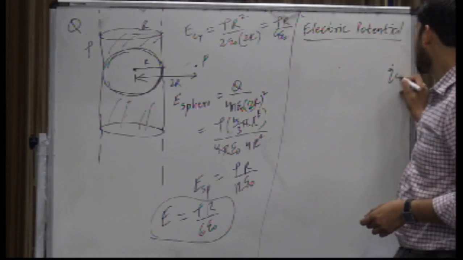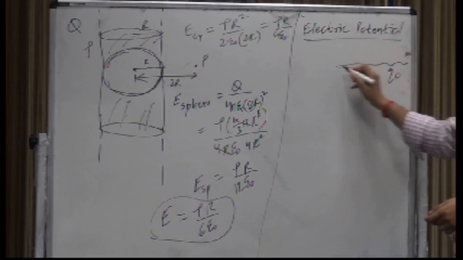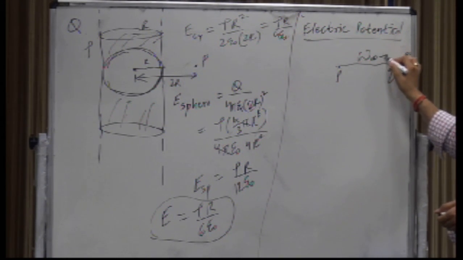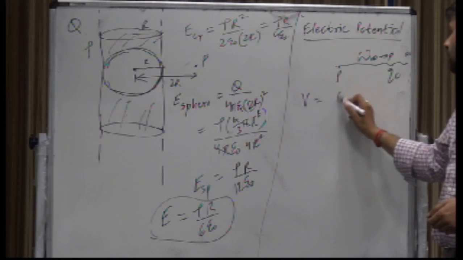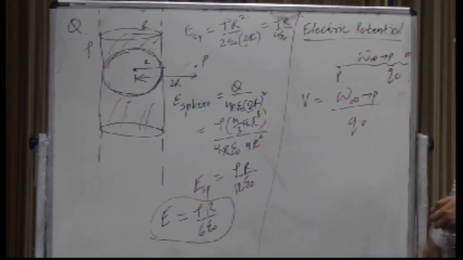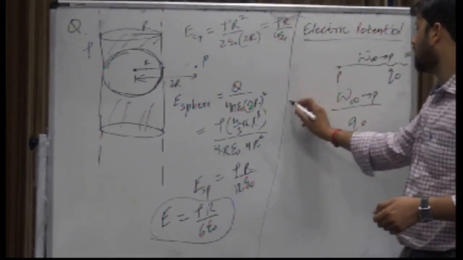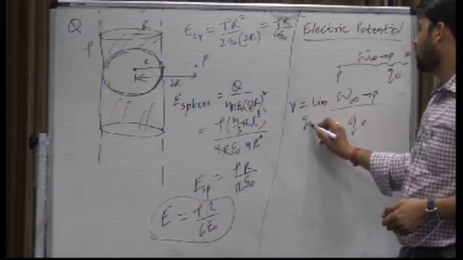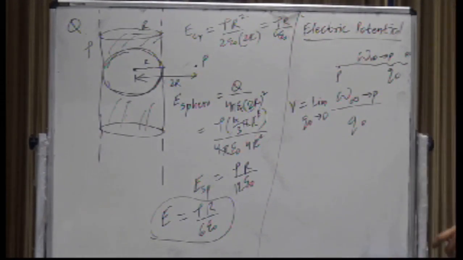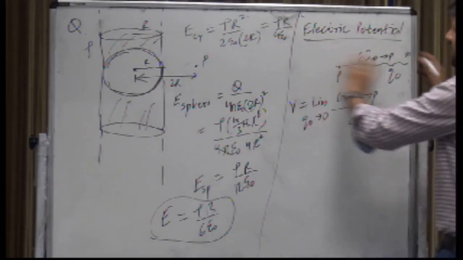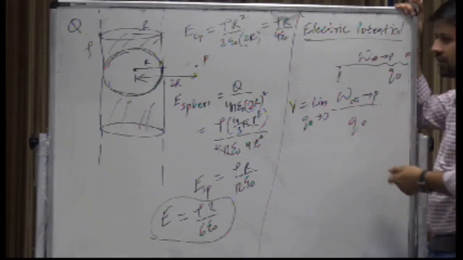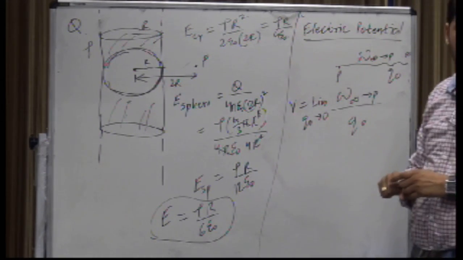This is the test charge Q naught. You bring it from infinity to point P. Let's say you do work from infinity to P. So the potential would be the work from infinity to P divided by the charge. And this is with the condition that limit Q naught tends to 0. Okay, the test charge is small. We don't know the arrangement, we just know that there is some electric field, we don't know the source, right?